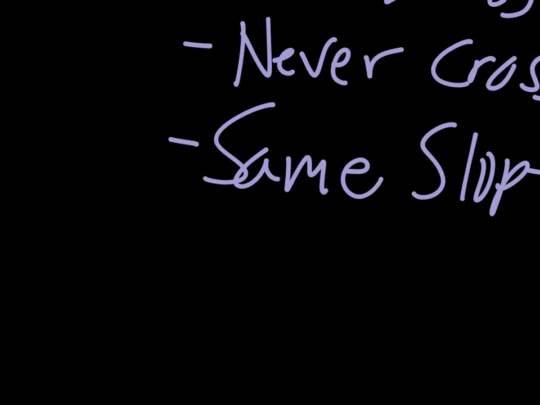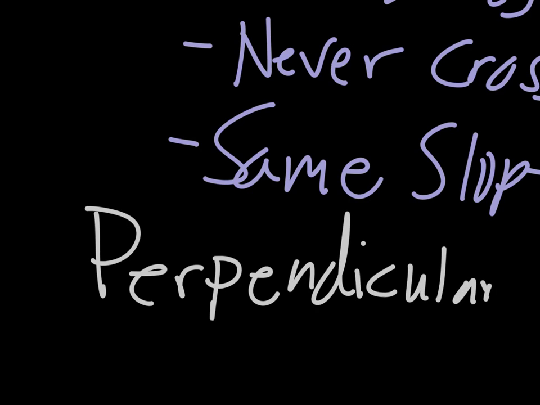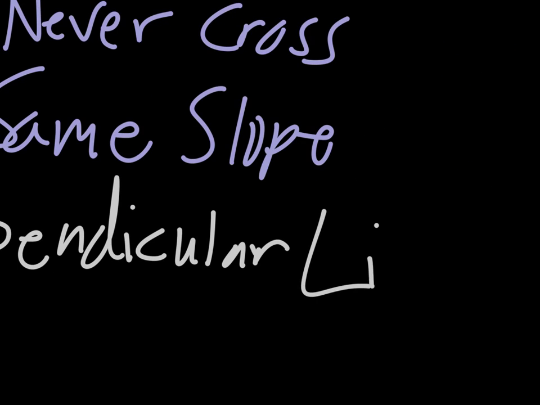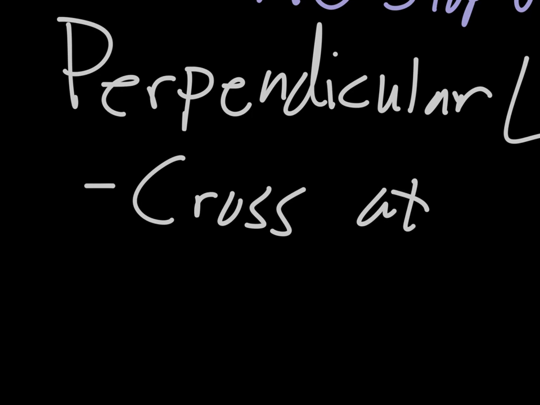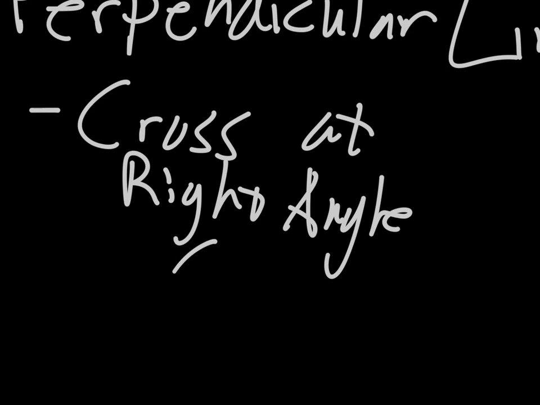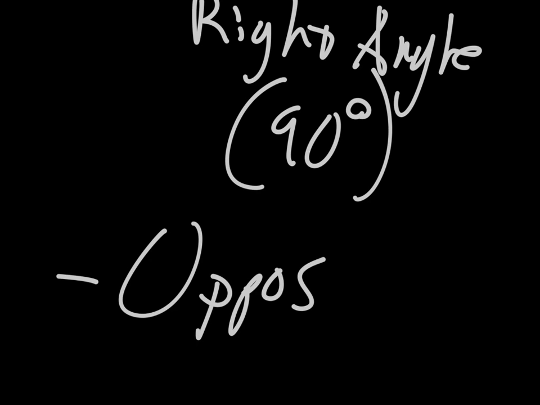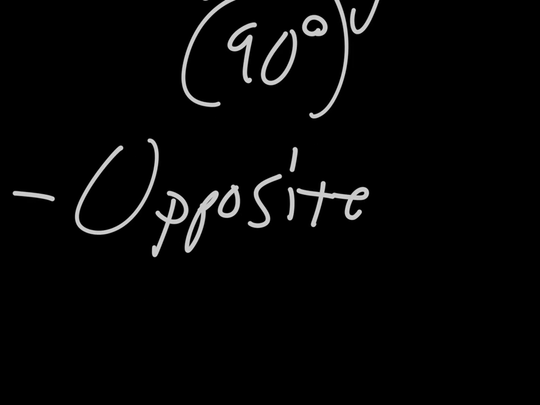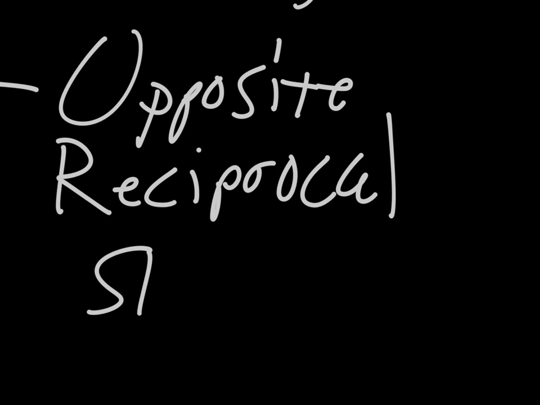We know that perpendicular lines cross at right angles, which is 90 degrees, and we know they have opposite reciprocal slopes. Okay.